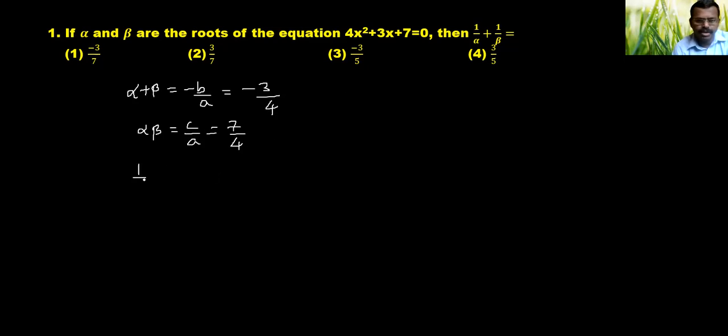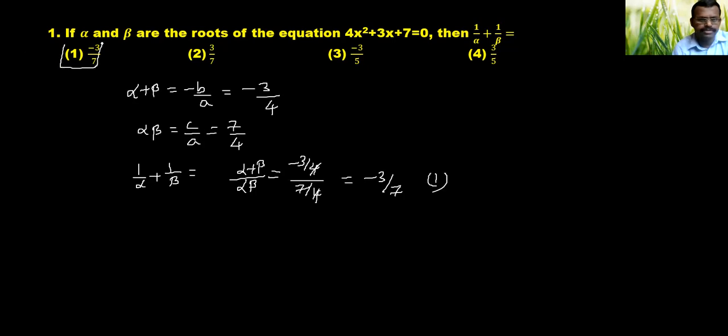Now take the problem. The problem is 1 by alpha plus 1 by beta. Take LCM, alpha beta is the LCM. In the numerator you get alpha plus beta. Alpha plus beta is minus 3 by 4, divided by alpha beta, which is 7 by 4. So 4 is cancelled, and we get minus 3 by 7. So minus 3 by 7 is option 1. So question number 1, option 1 is the answer.